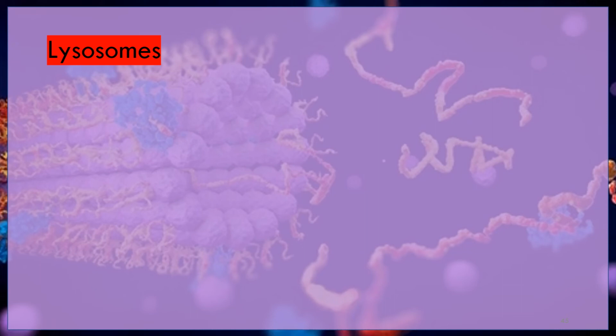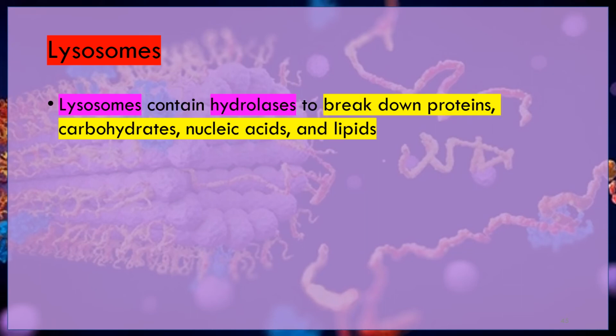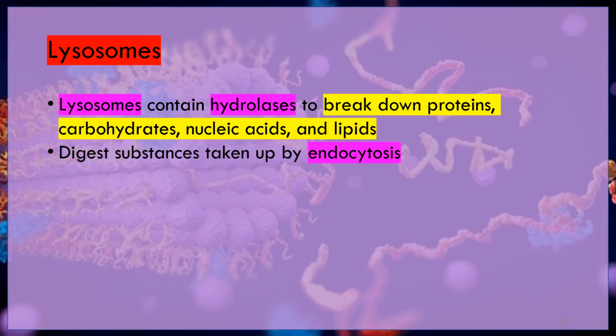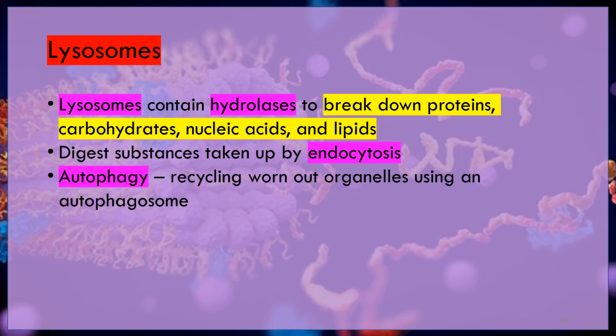Lysosomes contain hydrolases to break down proteins, carbohydrates, nucleic acids, and lipids. So we know lyse is to break, so lysosomes break these different molecules apart. They digest substances taken up by endocytosis. And we have autophagy, which is recycling worn-out organelles using an autophagosome. An example is an immune cell going around and engulfing a bacterium or a virus to eat it and destroy it.